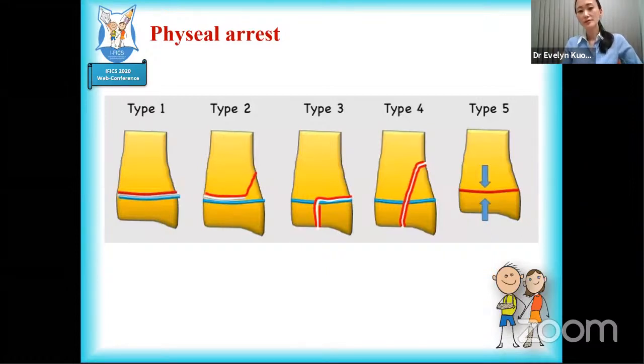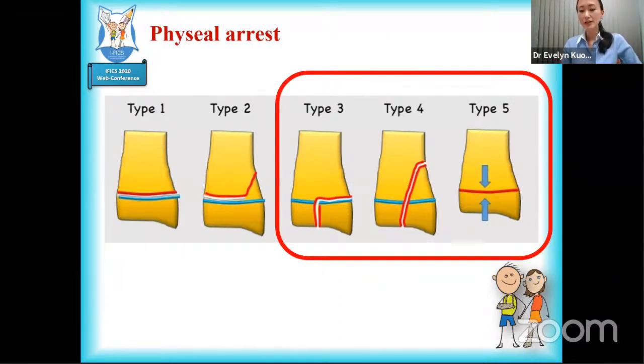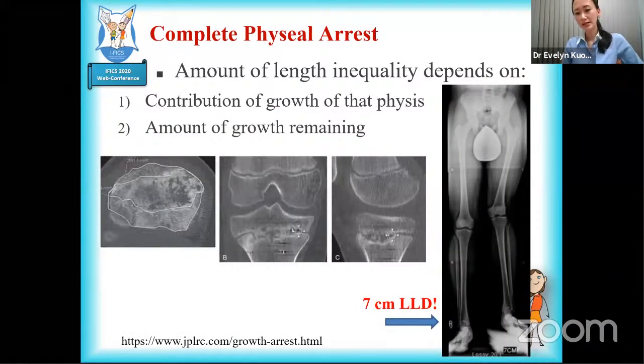Now we get to the big topic of complications that are specific to the physeal injury. Of course, the biggest thing that we're all worried about is the physeal arrest. As mentioned before, there are many different ways to classify them, but essentially you're looking at the Salter-Harris classification here. This will really happen if the injury passes through the resting zone of the physis, or the germinative zone where the progenitor cells lie. Now, if the physeal arrest happens in over 50% of the physis, this will lead to shortening of that particular bone. The amount of limb length inequality that you finally get will depend on two things. One is how much that physis contributes to the longitudinal growth of that particular bone, and secondly, how old the patient is. How much growth does he have remaining in his life?